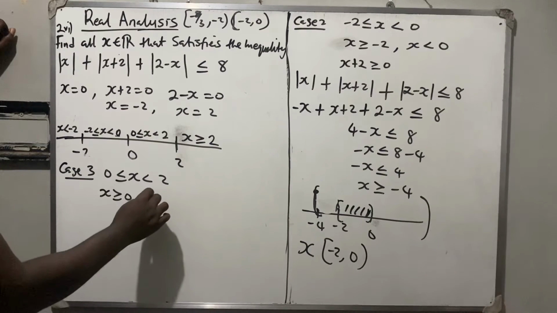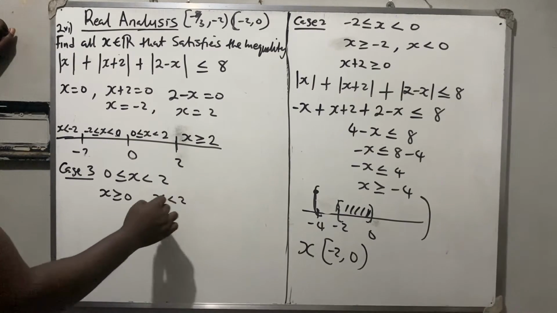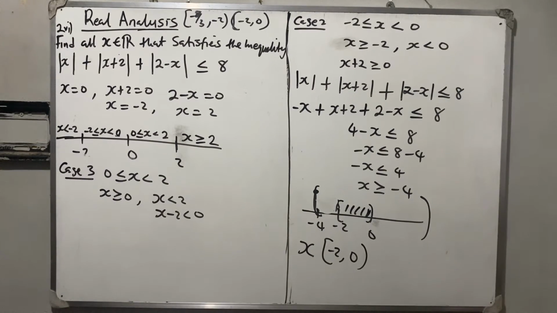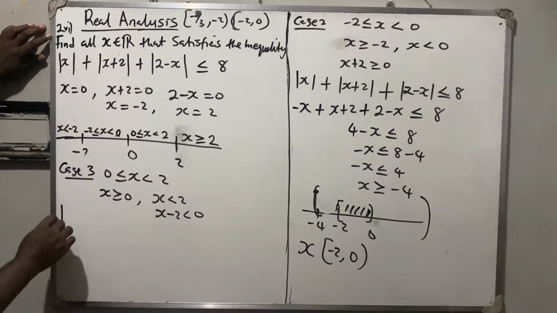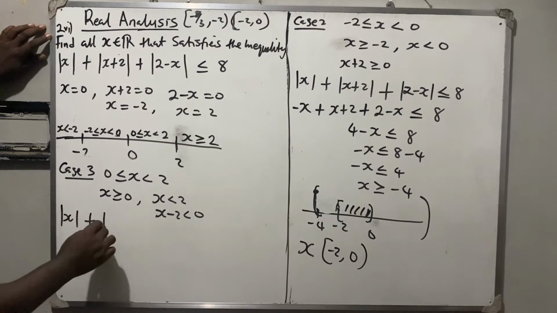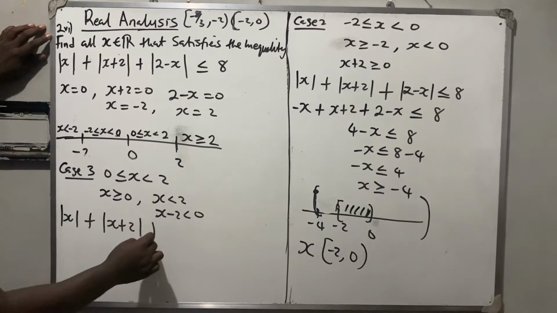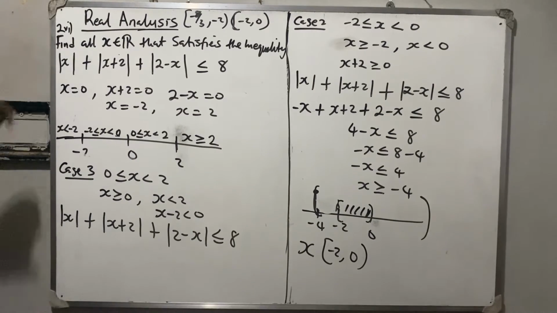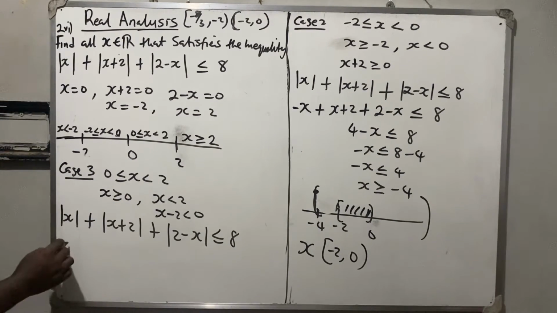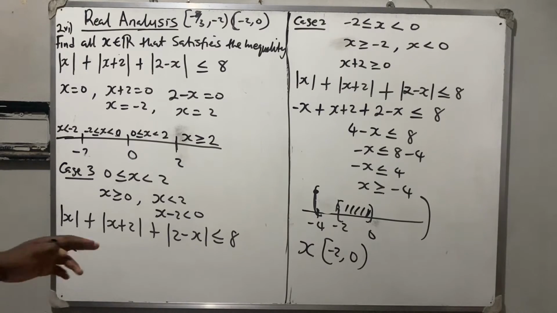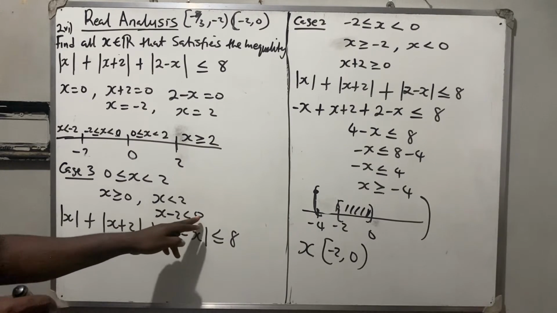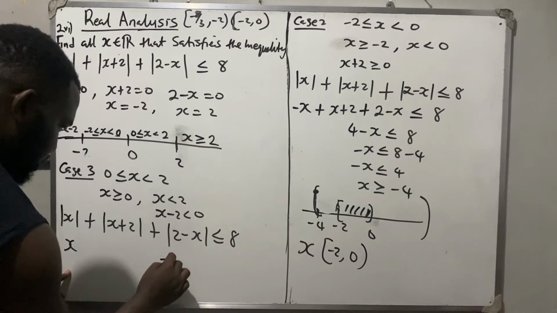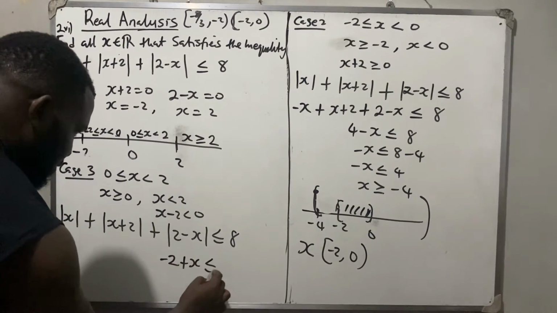And then to separate this one, you are going to have x is less than minus 2 is less than 0. So having this one, let's write our question. Our question said that absolute value of x plus absolute value of x plus 2, then plus absolute value of 2 minus x is less than or equal to 8. So this one is positive already, so it is just x. This one, x minus 2 is negative, so this one is going to be minus 2 plus x is less than or equal to 8.